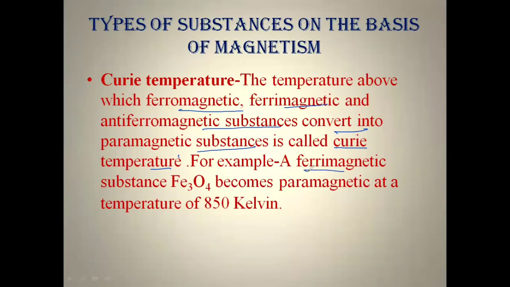For example, a ferrimagnetic substance Fe3O4 becomes paramagnetic at a temperature of 850 Kelvin. So as the temperature reaches 850 Kelvin during heating, the ferrimagnetic substance Fe3O4, which is magnetically aligned, will convert into a paramagnetic substance, and it is due to the randomization of the magnetic moments on heating. We can see this kind of magnetic movement. This will be the randomization of magnetic moments. Their magnetic moments become random, and the substance will convert into a paramagnetic substance. And this is the last topic, the end of our chapter.